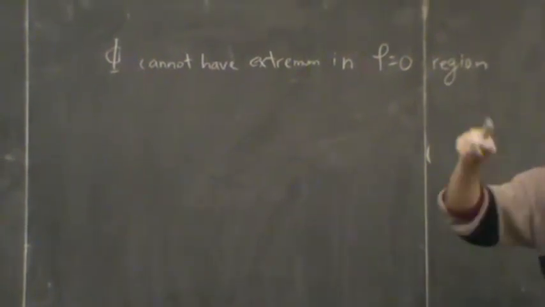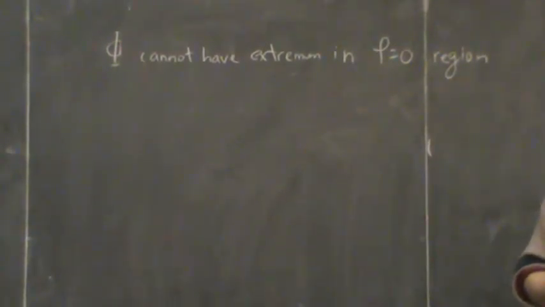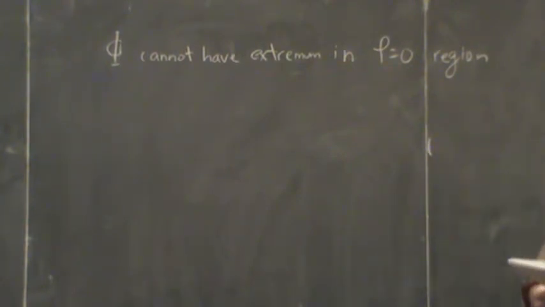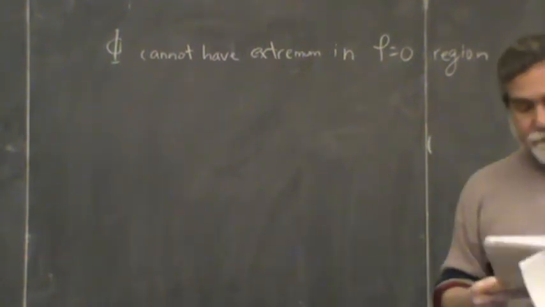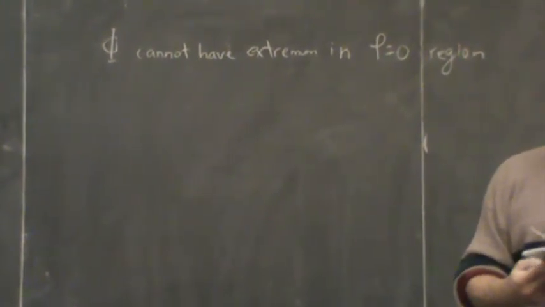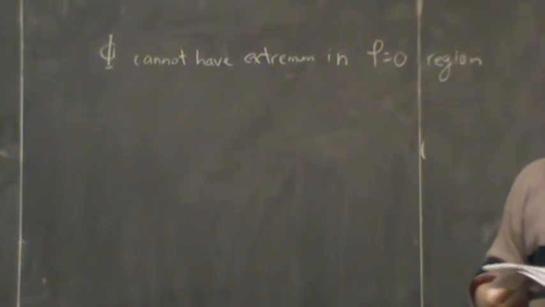There aren't going to be any inflection points. Well, there can be inflection points, but no, maybe there can't be inflection points. There can't be extrema in that region. Let's look at that. They must occur at the boundaries, right? And a consequence of that, there's uniqueness.